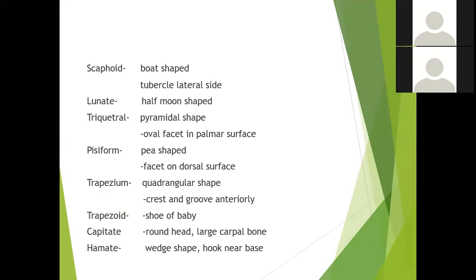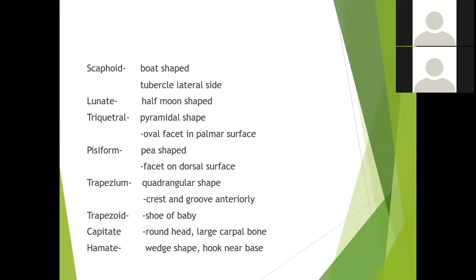So pyramidal in shape, and this triquetral has an oval facet in the palmar surface. Okay, so for the articulation of P, that is pisiform bone. Next one is pisiform. So pisiform is the smallest bone, and it is a sesamoid bone. It would be called the smallest sesamoid bone in our body. Okay, and this pisiform bone is P-shaped, and it has again a facet on the dorsal surface.